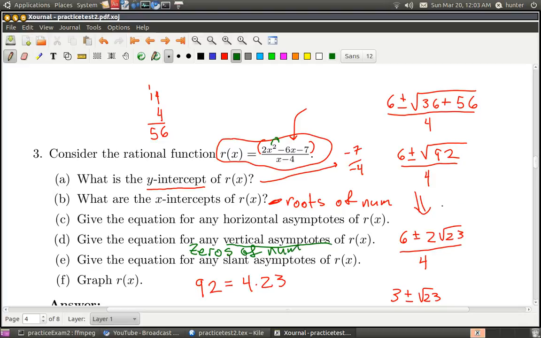You can see that the only zero in that numerator, or the only thing that makes the numerator 0, oh sorry, I'm stupid, it's late at night. This is the denominator, the thing on the bottom. So the only thing that makes x minus 4 0 is 4.